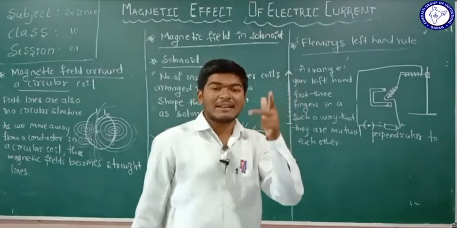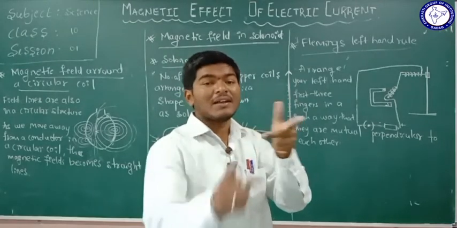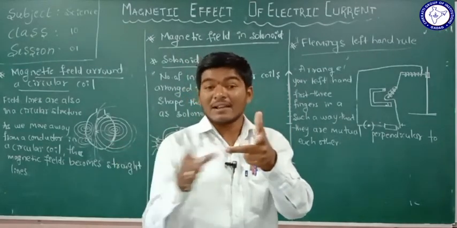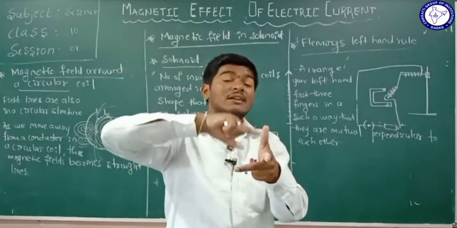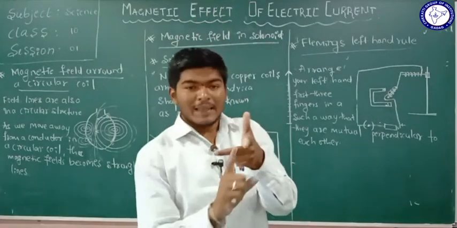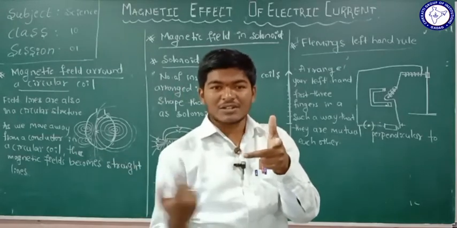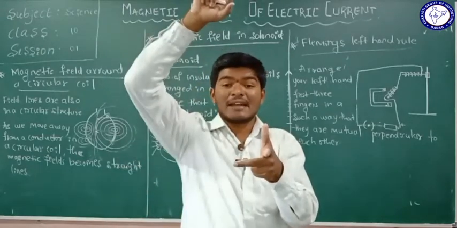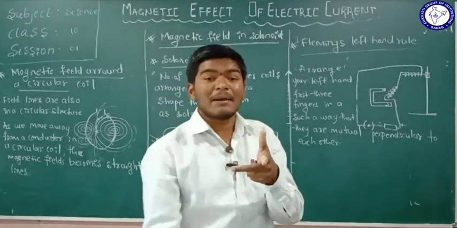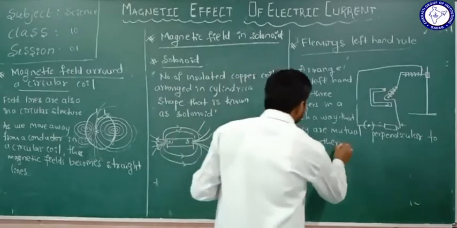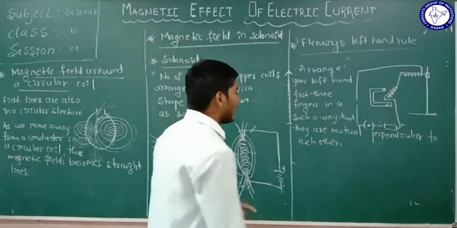In the left hand, the first finger indicates the magnetic field, the second finger indicates the direction of the current, and the third finger indicates the direction of the force. If the magnetic field is in this direction and the current is in this direction, then the force will be in this direction. It shows the force exerted by the magnetic fields on each other.